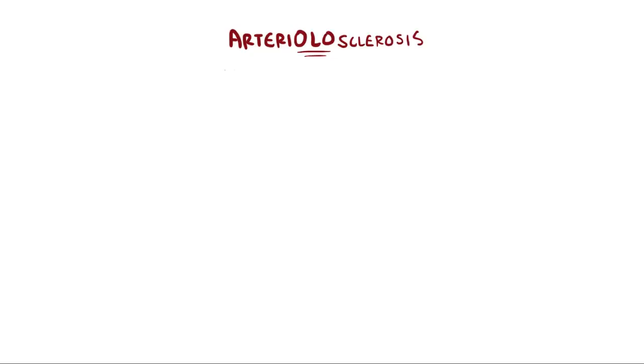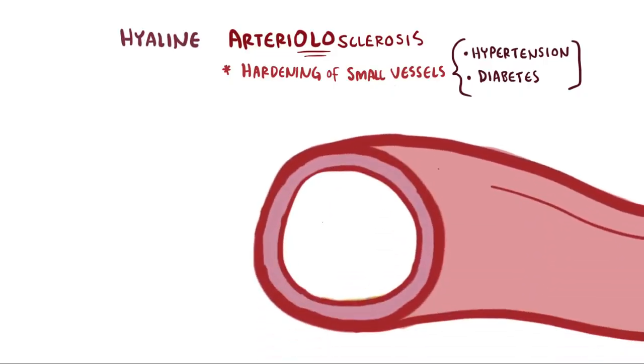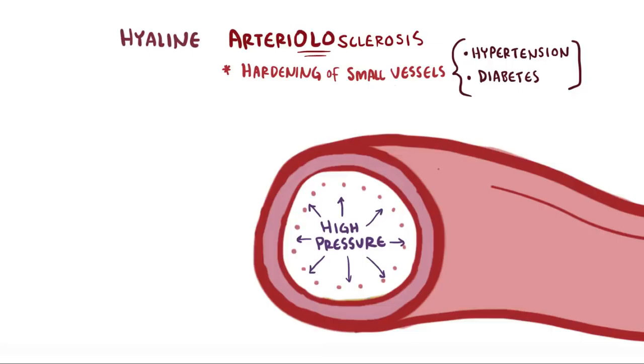Arteriolosclerosis is a category of blood vessel hardening diseases that affect small blood vessels and is caused by high blood pressure and diabetes. Hyaline arteriolosclerosis is one type of arteriolosclerosis where instead of a buildup of plaque on the walls of the arteries, the high blood pressure blood flowing through the blood vessels causes proteins floating around in the blood to leak into the blood vessel walls.